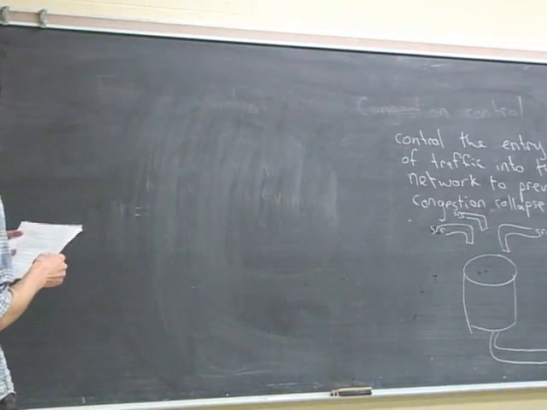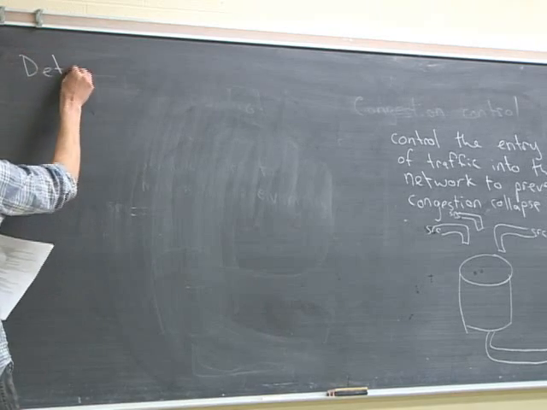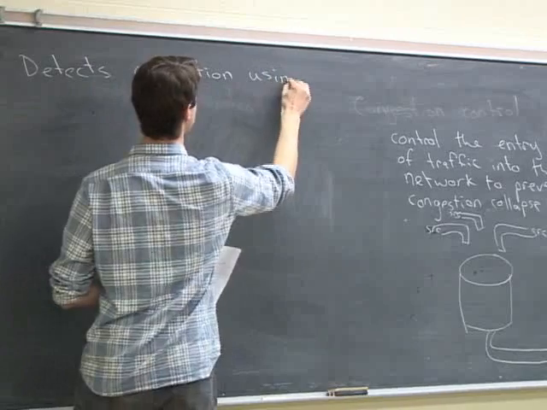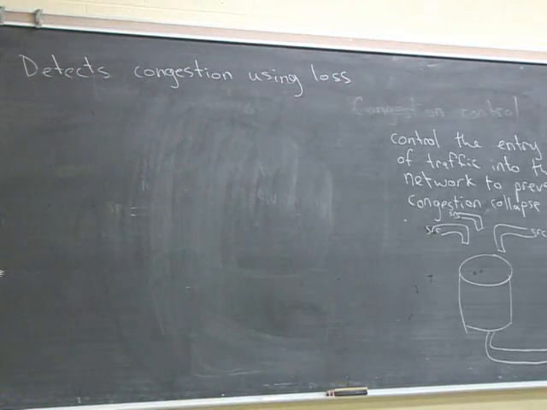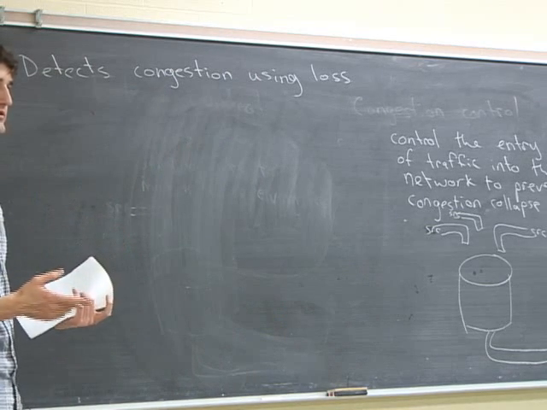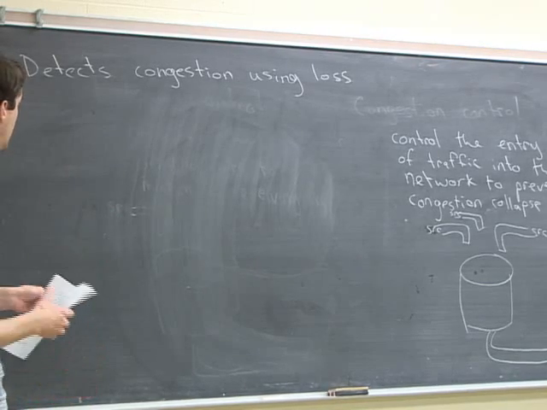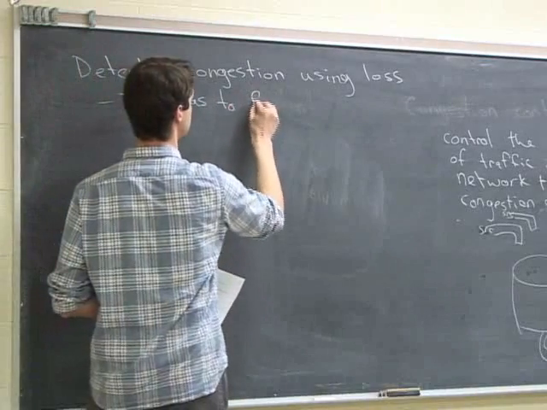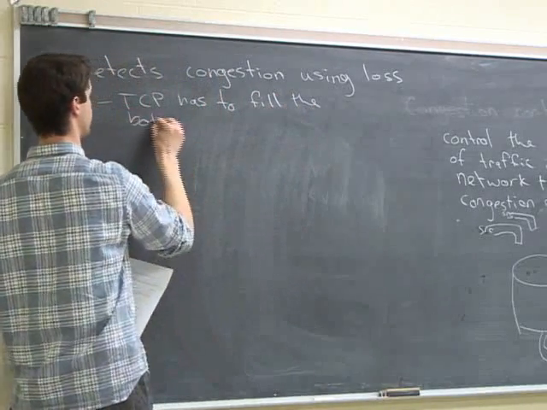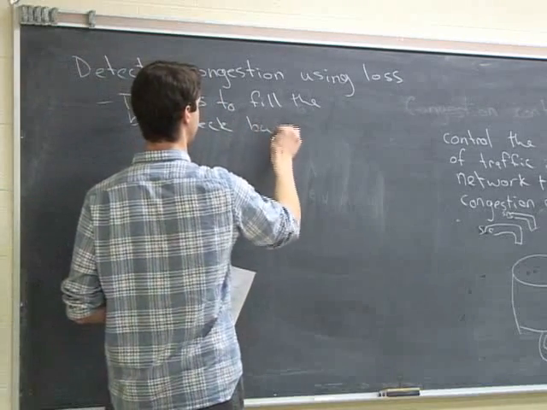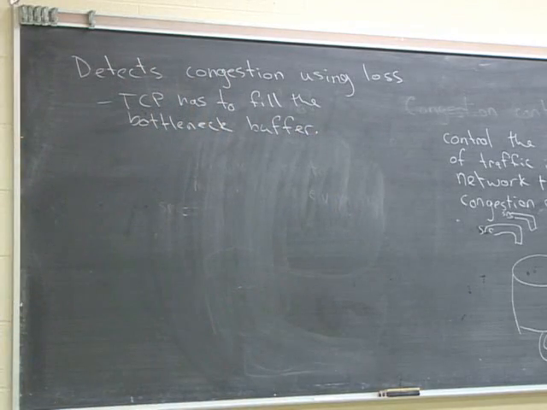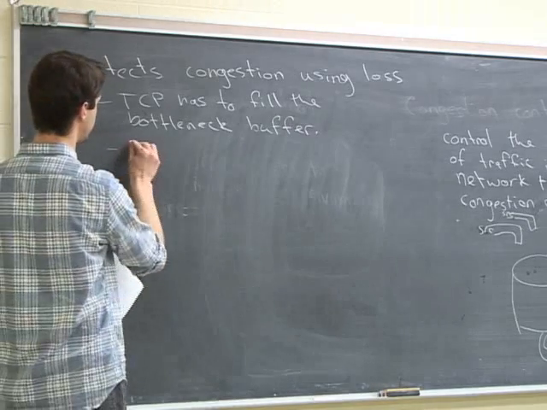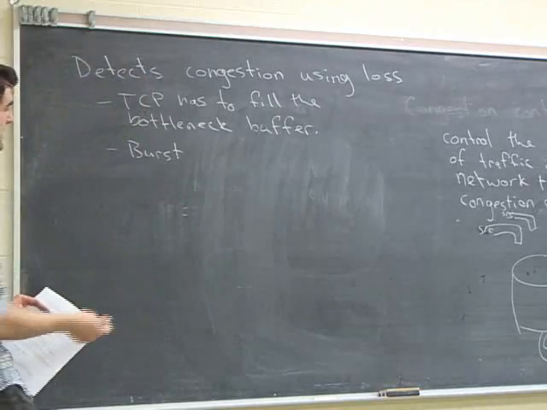All right, so one more is that it detects overload, or detects congestion, using loss. Right? So this means that in order to find the actual bandwidth of the link, TCP has to cause packets to be dropped. All right? So this means that TCP has to fill up the buffer at the bottleneck, right? And so this means that the buffer at the bottleneck will always be nearly full. It'll either be full or at least very close to being full. So then if you have a burst of traffic, then most of that burst will be lost.